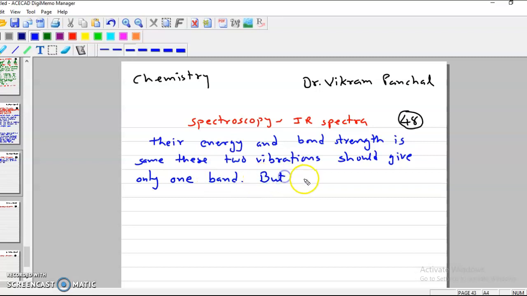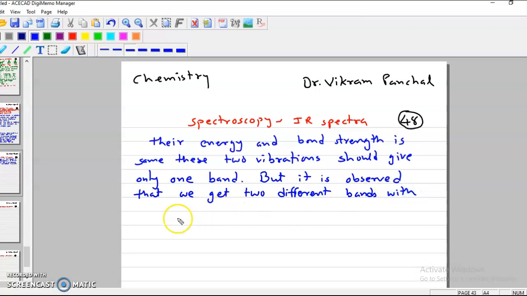But it is observed that we get two different bands with different fundamental frequency. Let us see how.